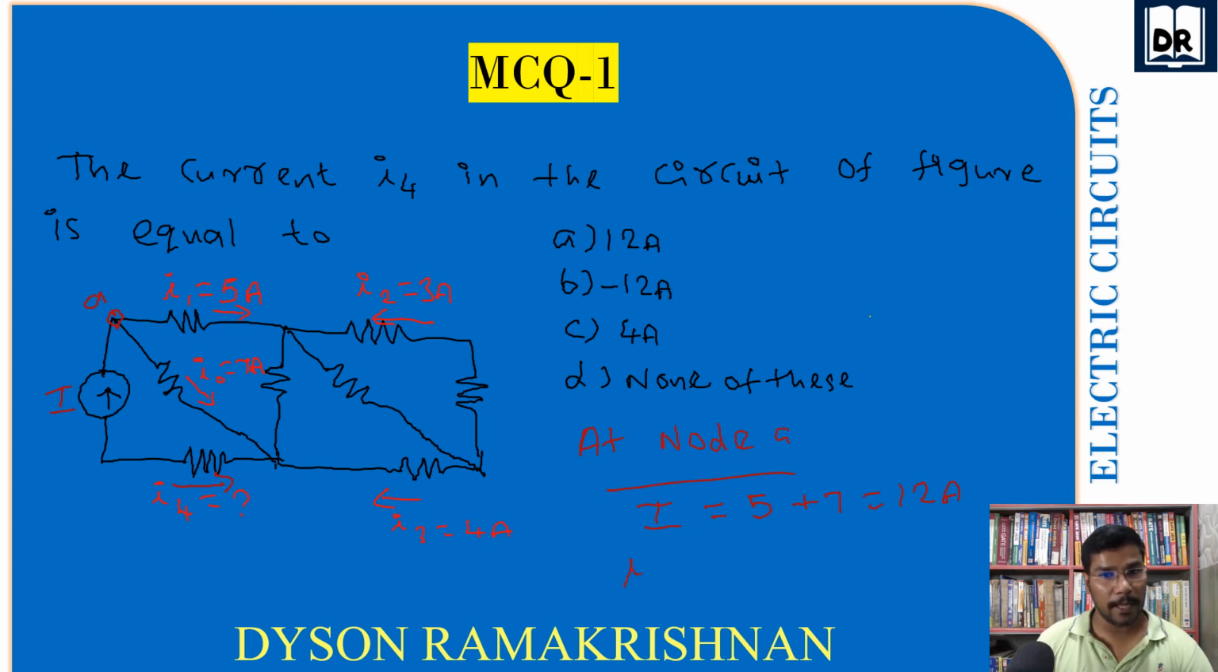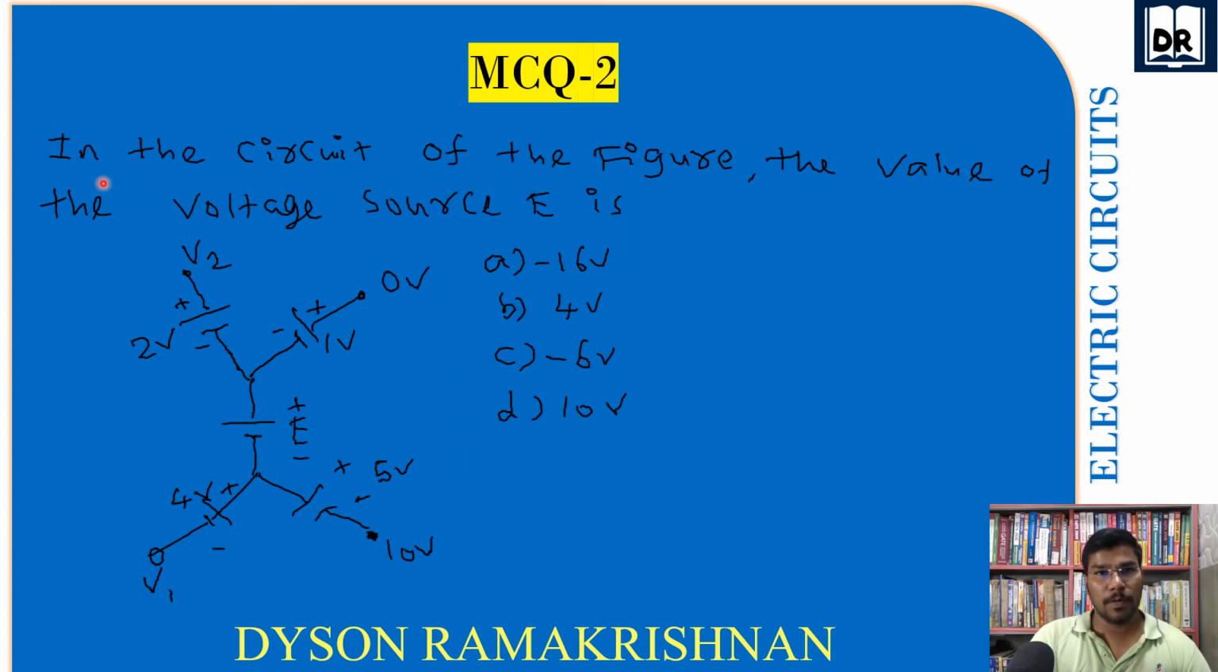So I4 is equal to minus I, that is equal to minus 12 ampere. Option B is correct. Next question. That's all. One more MCQ.